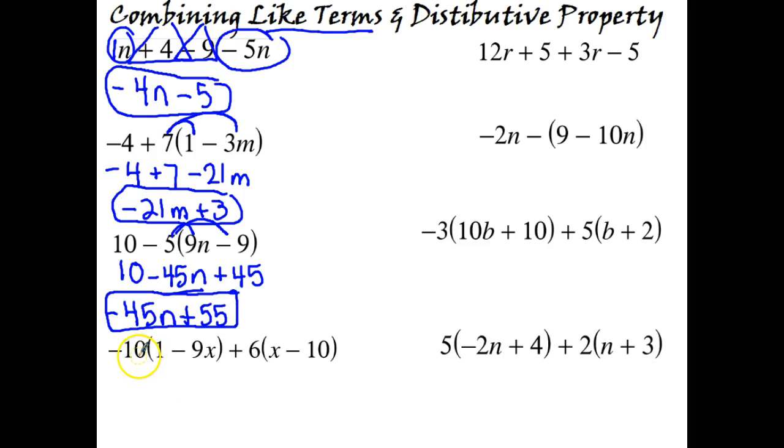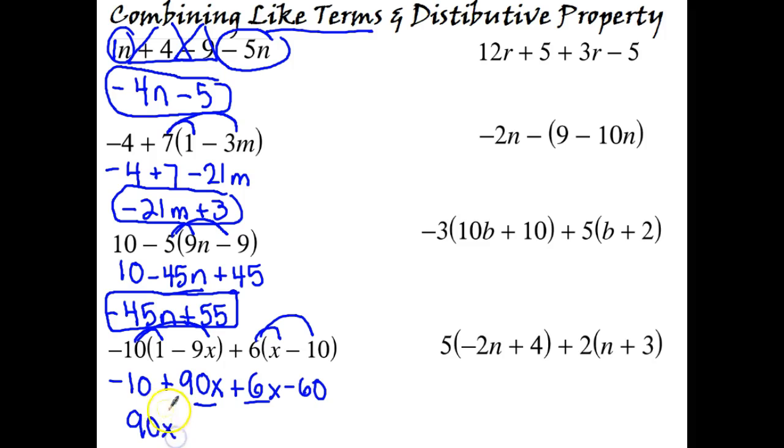All right, last one. And this is all under 15 minutes. Look at this timer. It's just 11:53. All right, distribute. And so we get negative 10 times negative 9x, and a negative times a negative is a positive, 90x. Distribute. We get plus, because a positive times a positive is a positive, 6x. And then a positive times a negative is a negative. So 6 times negative 10 is negative 60. Combine your variables first. 90x and 6x makes 90x.